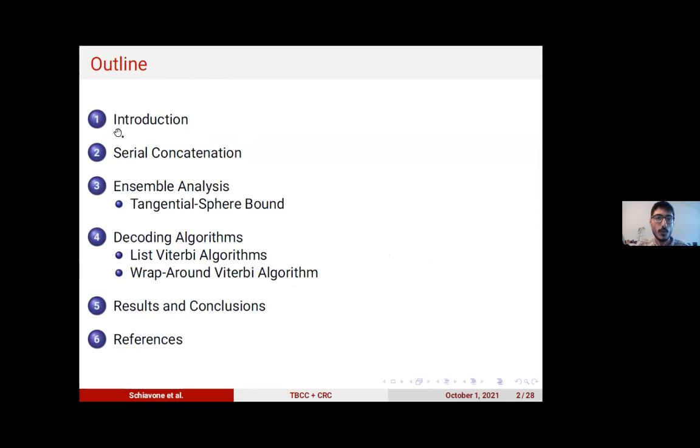Then we'll briefly talk about the serial concatenation, and I'll show you some interesting tools to study ensembles of codes, and an important tool to study performance of both the ensemble, but in general of linear codes. And then we'll discuss some decoding algorithms, two in particular, and at the end we'll conclude with some results and conclusions.